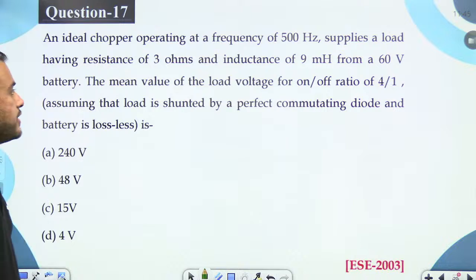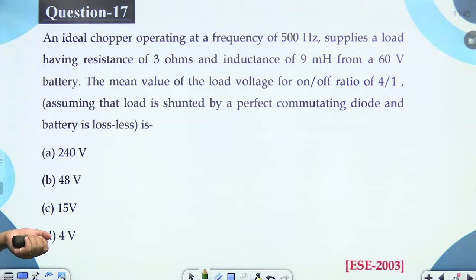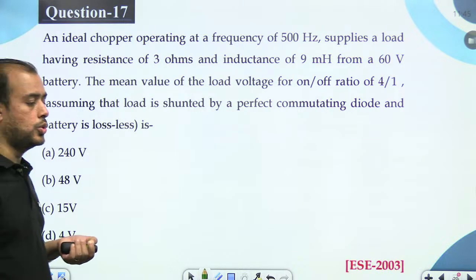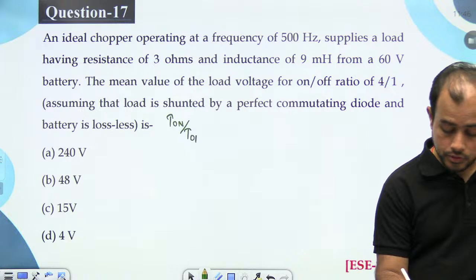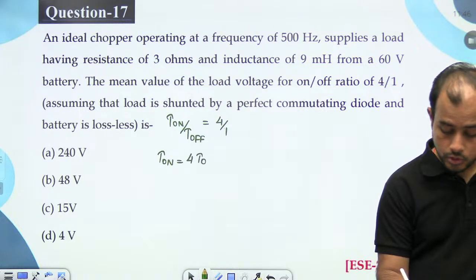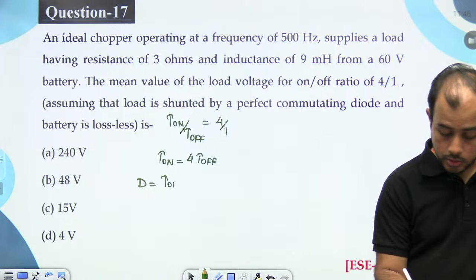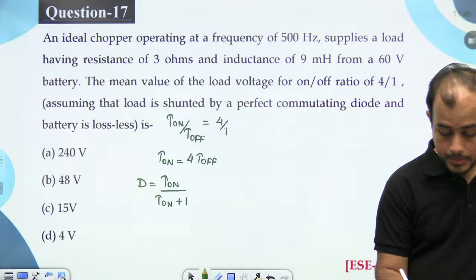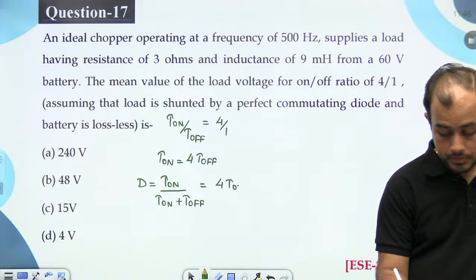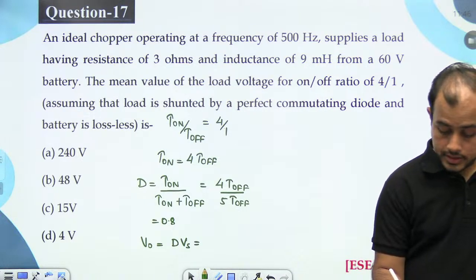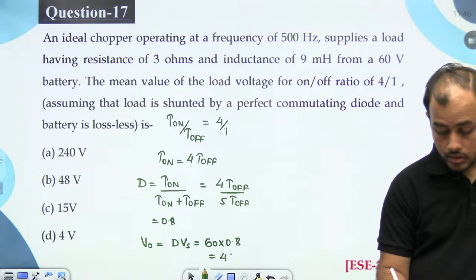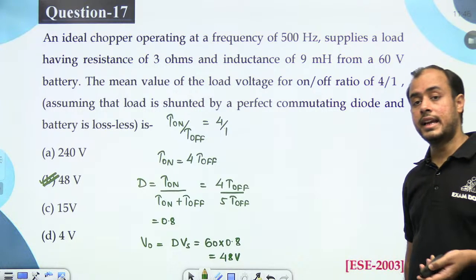An ideal chopper operating at 500 Hz supplies a load having RL from a 60 volt battery. The mean value of the load voltage for on-off ratio. Now, what is on-off ratio? On-off ratio is also called as mark to space ratio. What is it called as? Mark to space ratio. So, T on is 4 T off. Now, duty cycle is, so it is an ideal chopper. We will get 48 volt.